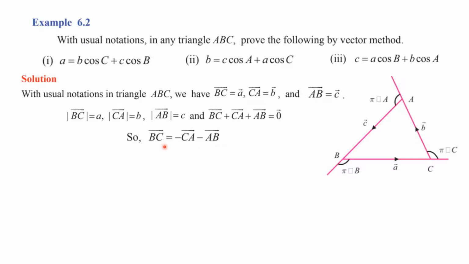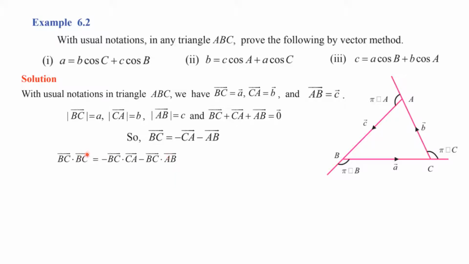Now let's multiply the vector BC with vector BC as a dot product. So when we do that, vector BC dot product with vector BC, keeping our first BC as it is, but the second BC vector, let's replace it with minus CA minus AB. So using the distributive law, we can say BC into minus CA will be minus BC dot product with CA, and BC into minus AB will be minus BC dot product with AB.